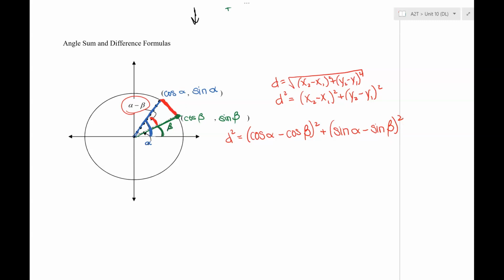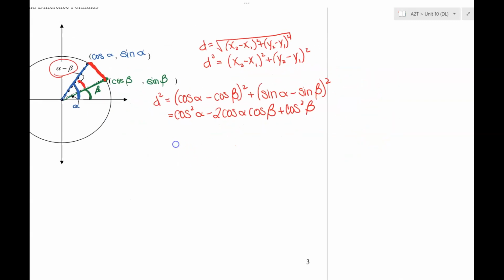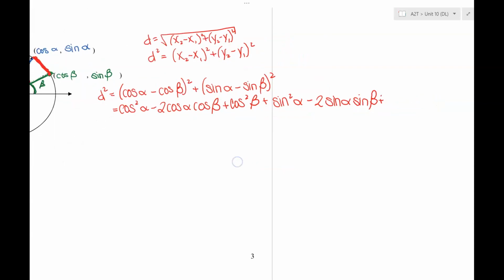Well, multiply it out with me. I know it's going to look a little funky, but we can do this. So then we get cosine squared of alpha minus 2 cosine alpha cosine beta plus cosine squared beta. That's the first parentheses squared. And then we get plus sine squared alpha minus 2 sine alpha sine beta plus sine squared beta. Okay, rad.